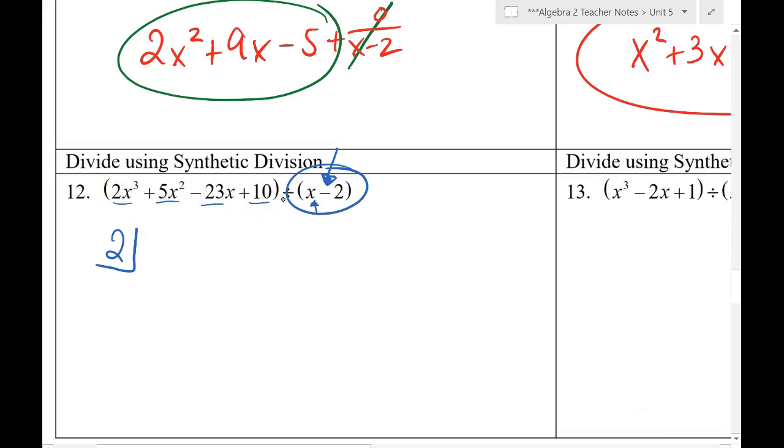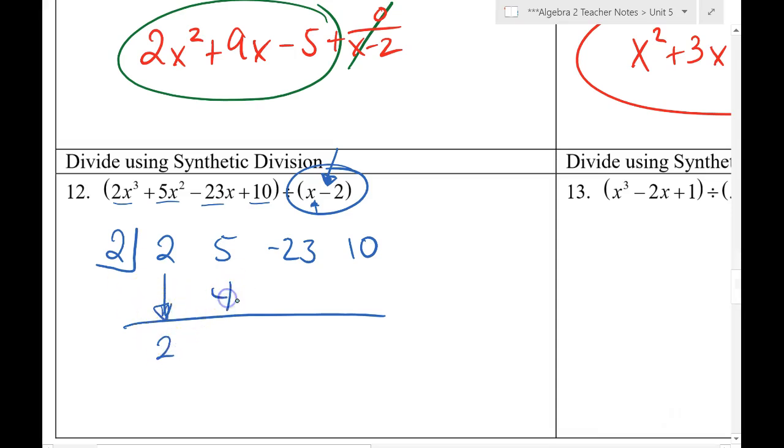Looks like we're good. So now you write the coefficients: 2, then 5, then negative 23, then plus 10. And then first step, bring down the 2. 2 times 2 is 4. 5 plus 4 is 9. 2 times 9 is positive 18. Negative 23 plus 18 is going to be negative 5. And then negative 5 times 2 is negative 10, and 0. Now that last term there, remember, that is your remainder, which happens to be 0.